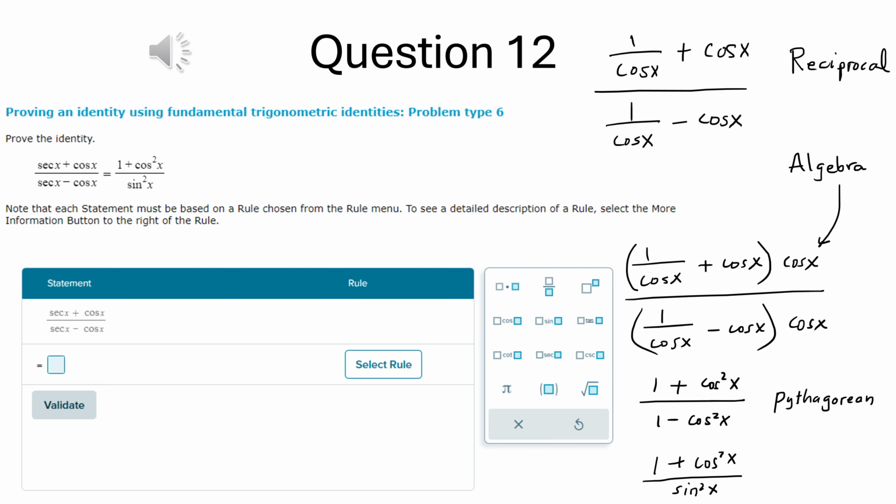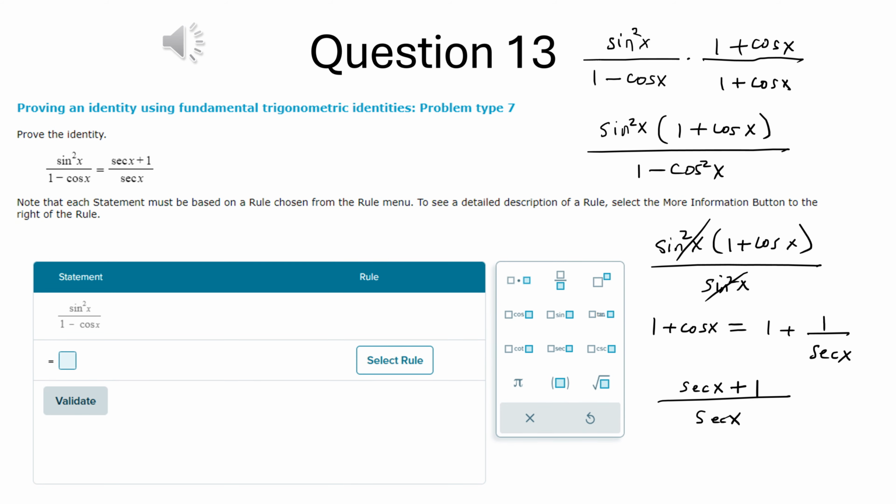Finally, apply Pythagoras. 1 minus cosine square is sine square. Bam! Exactly the same as the right hand side. Done. Okay, this is a typical example in which sometimes you need to multiply top and bottom by the conjugate.